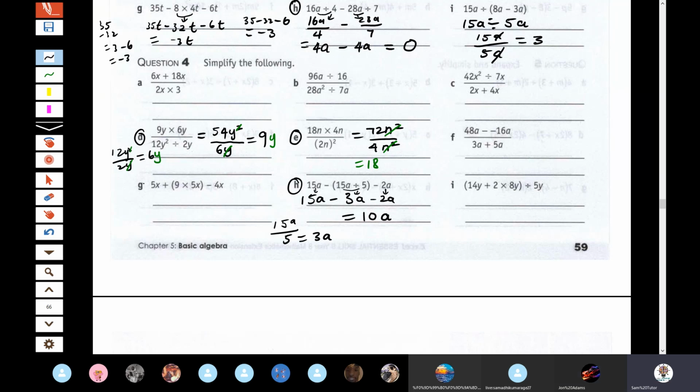So like here with G, look, if you wanted to not write it, you would say, okay, what's 9 times 5x? That's 45x. Then you would write 5x plus 45x minus 4x. And 5 plus 45 is 50. 50 take away 4 is 46x.